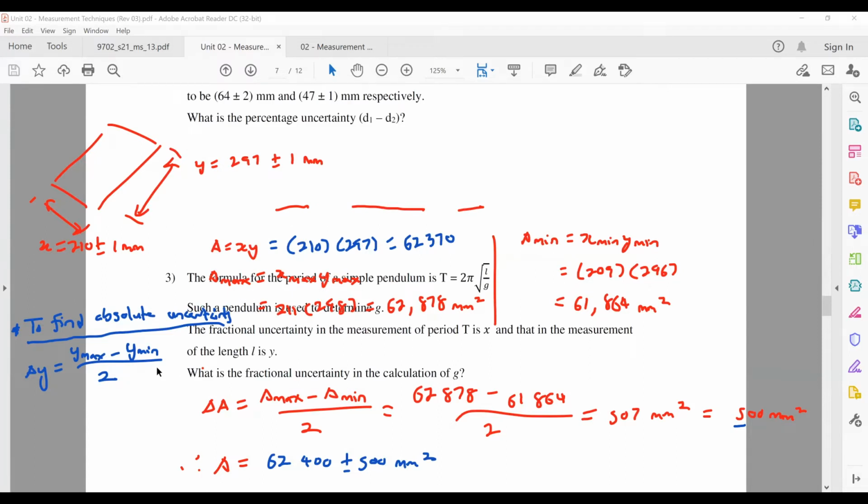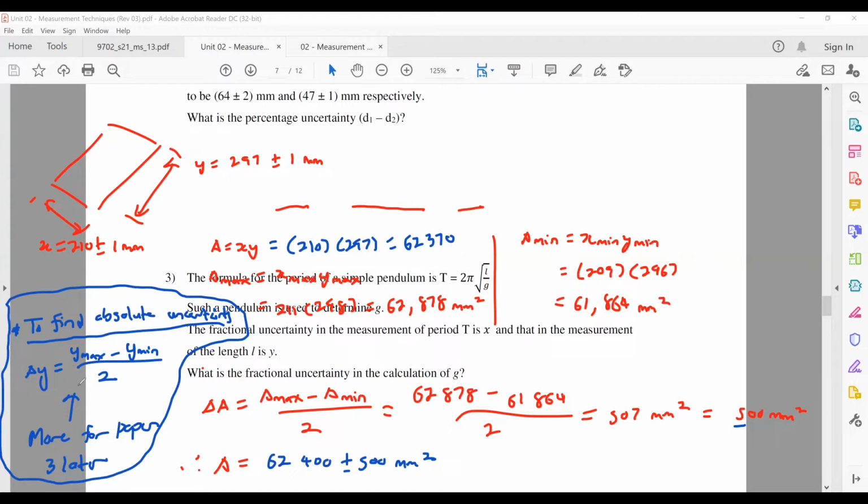But this one isn't really that applicable for your paper 1 and 2. This one is actually more for paper 3 later, for your practical experiments. You won't really use it for paper 1 or paper 2. You will know when you do your experiments once you start your school later on. To find absolute uncertainty of something, you can also use this. If you know the maximum value and the minimum value, you can just take the difference between them and then divide by 2.